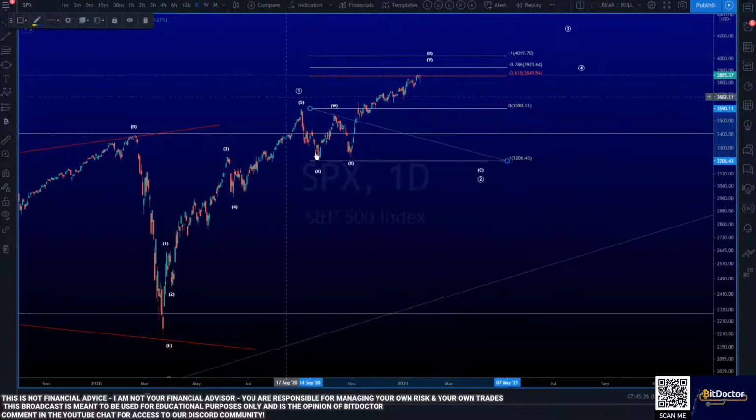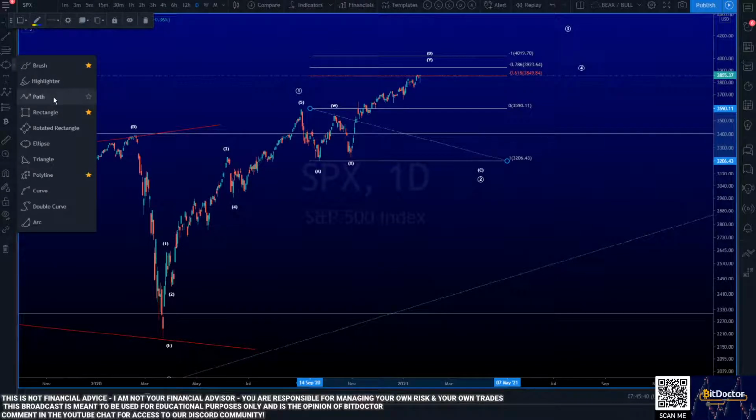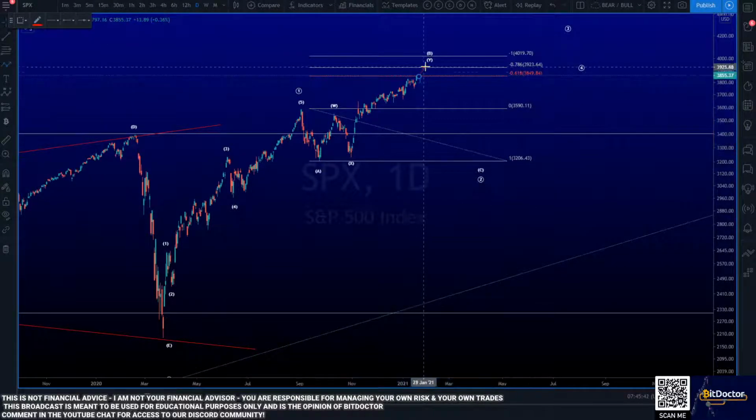Okay, but fact of the matter is, A, W, X, Y into the B, and then we come down. Okay, my main count is from here. Maybe we overshoot a little bit, but then I believe we're going to start this wave C, which again is going to probably come in 1, 2, 3, 4, 5.